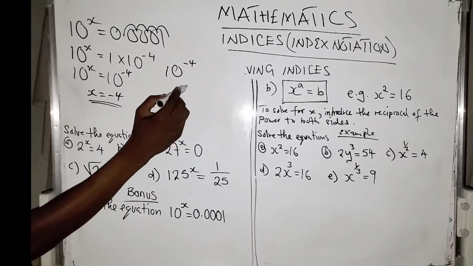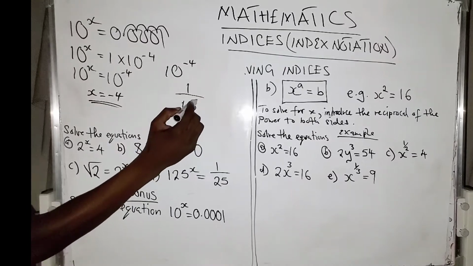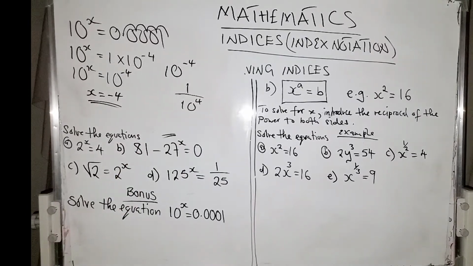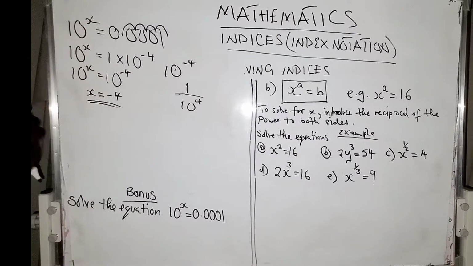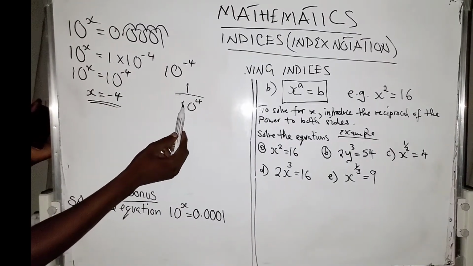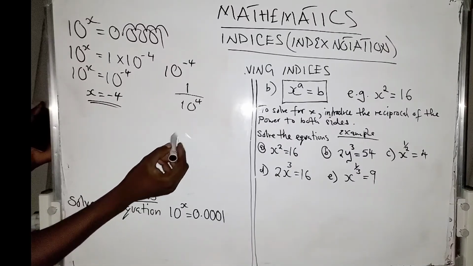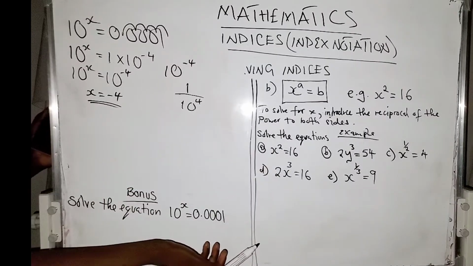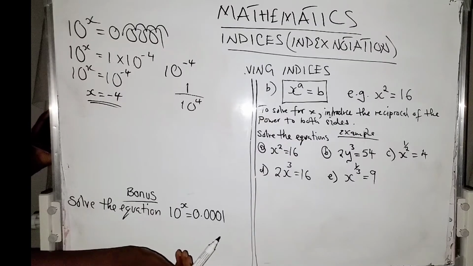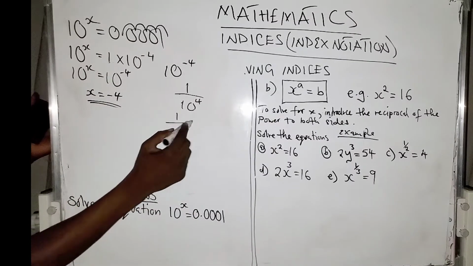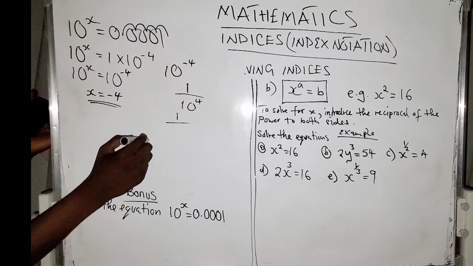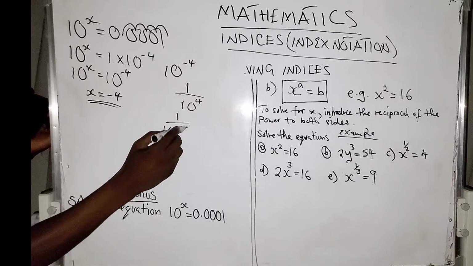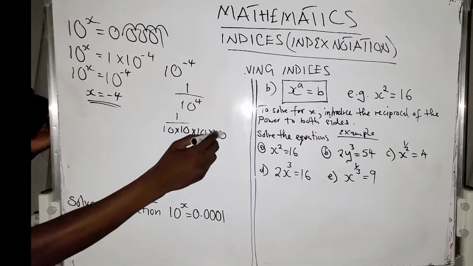Okay? It can be written as 1 over 10 to the power positive 4. Am I right? Then, 10 to the power 4 means you have 4 zeros, right? So it means 10 times 10 times 10 times 10. How many times? 4 times, right? Let me show you: 10 times 10 times 10 times 10.